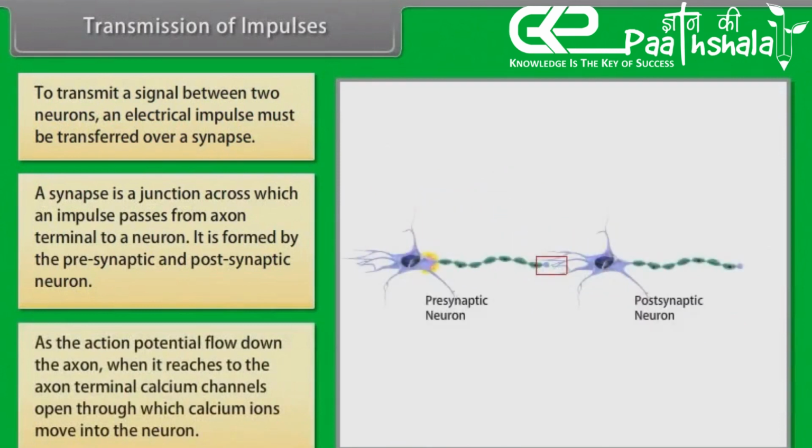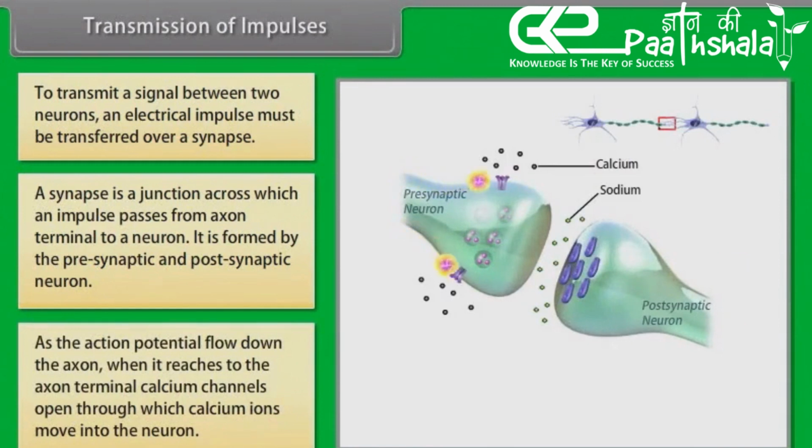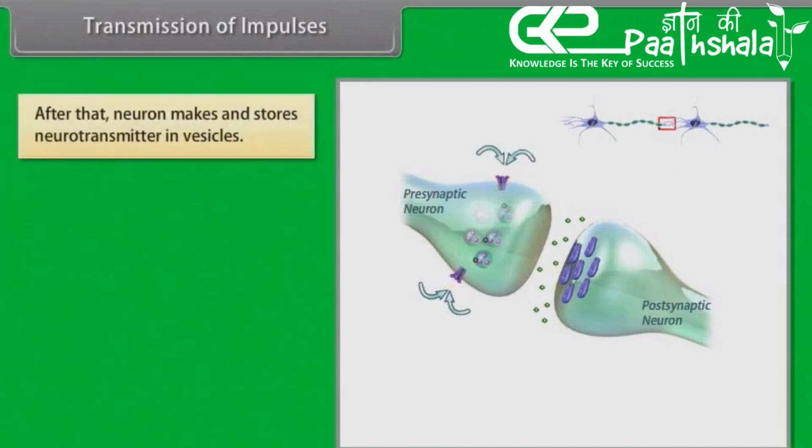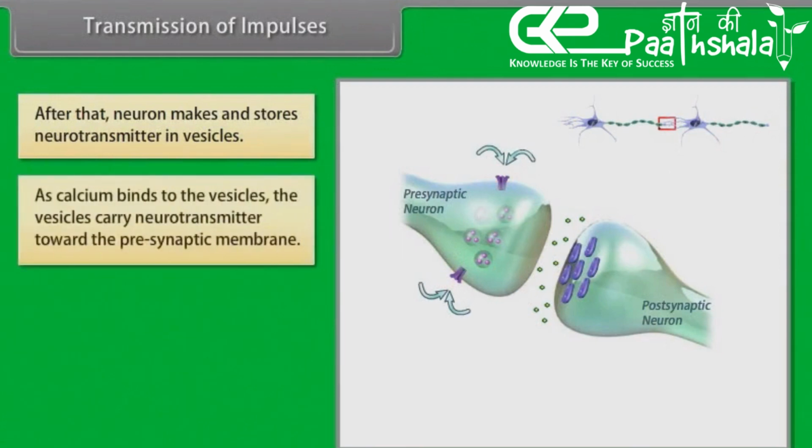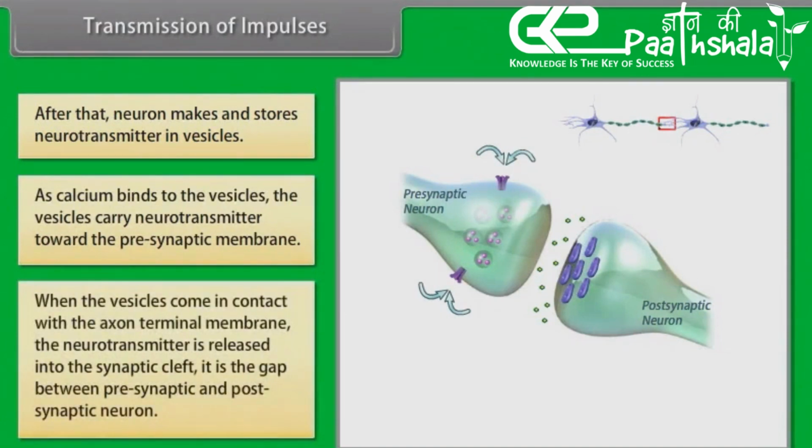As the action potential flows down the axon, when it reaches the axon terminal, calcium channels open, through which calcium ions move into the neuron. After that, the neuron makes and stores neurotransmitters in vesicles. As calcium binds to the vesicles, they carry neurotransmitter towards the presynaptic membrane. When the vesicles come in contact with the axon terminal membrane, the neurotransmitter is released into the synaptic cleft. It is the gap between the presynaptic and postsynaptic neuron.